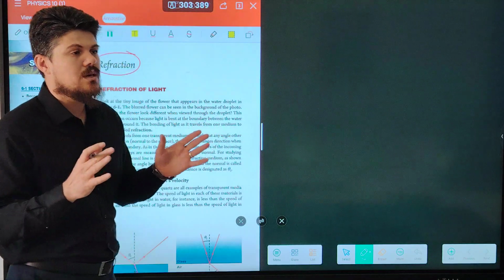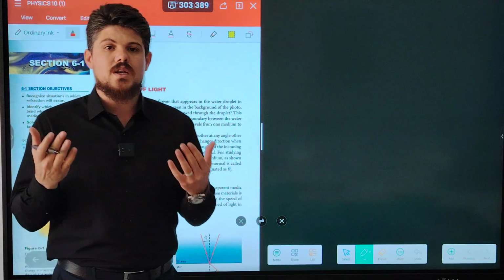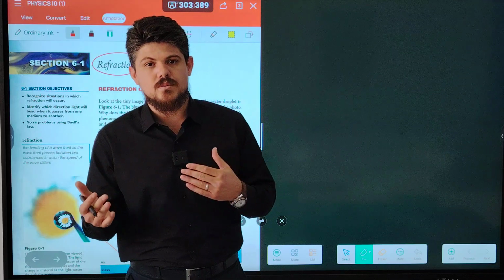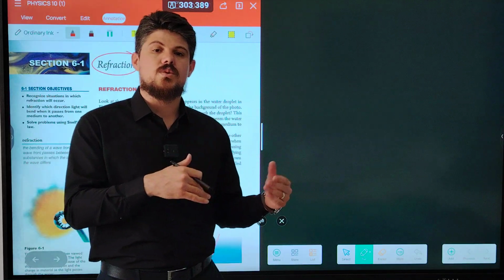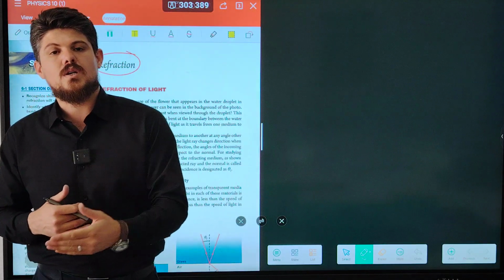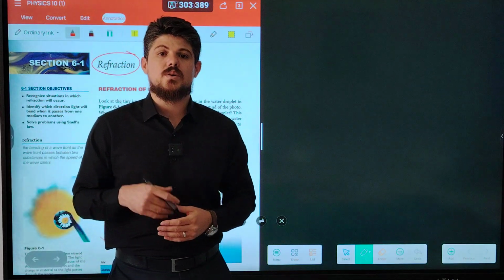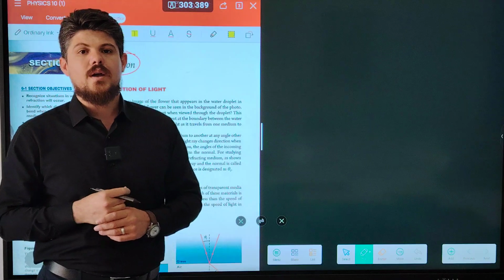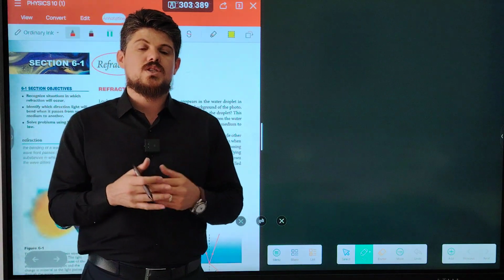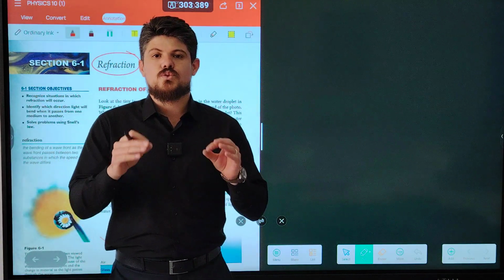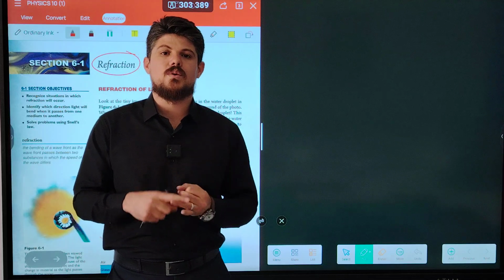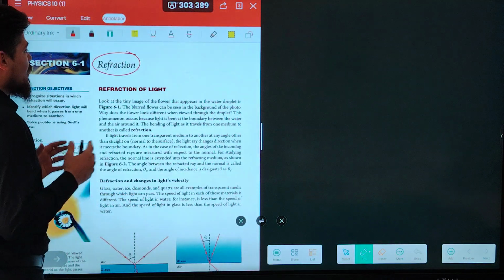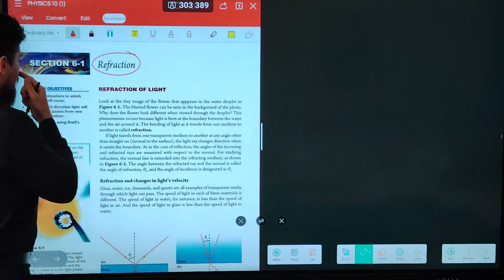But refraction is different from reflection. In refraction, the light passes through two different mediums. When the light travels from one medium into another with a different density, high to low or low to high, the light will be bent. For refraction to occur, the medium should be transparent, like diamond, water, glass, air, because in refraction the light must pass through the medium.